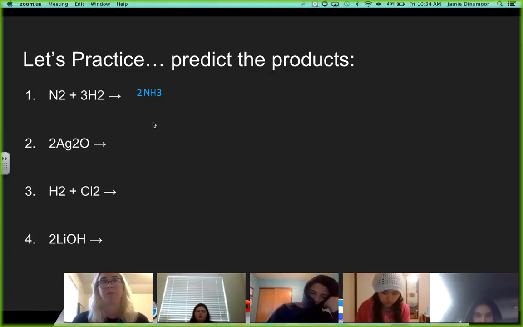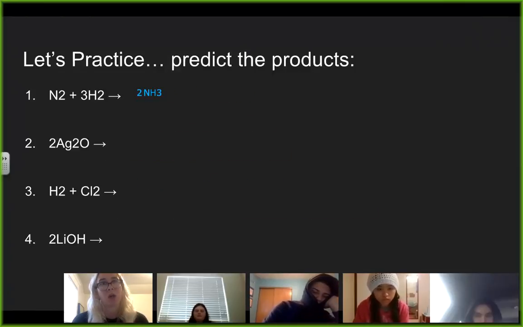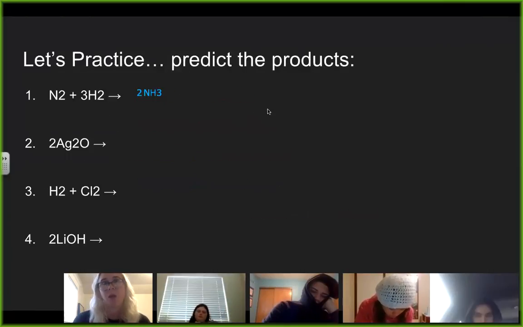So in this case, we want to go back to our notes. When we had a metal and an oxygen, does it fit any of these situations? Let's see. It definitely doesn't fit an acid. It doesn't have a hydroxide, doesn't have a chlorate or a carbonate. So this one must be a binary compound, meaning it just breaks apart into its separate elements.